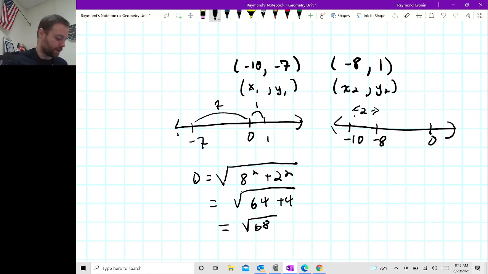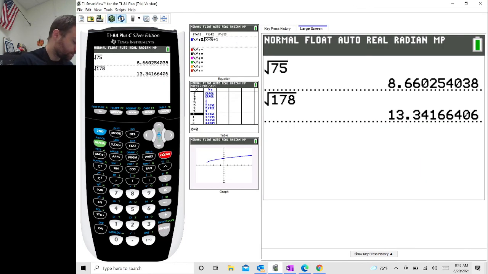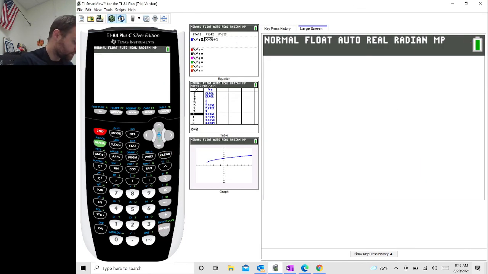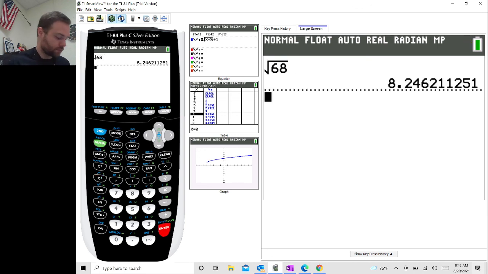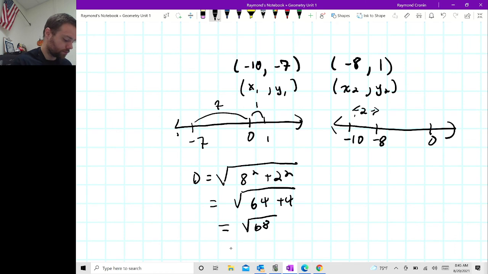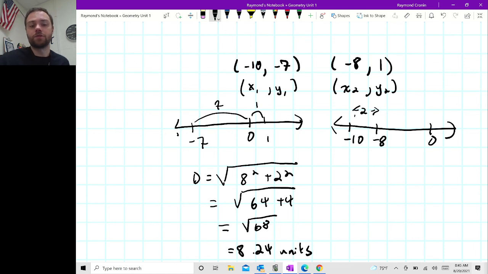So whenever I type that into my calculator, second square root, 68, 8.24 units. Okay? And just check to make sure that's right.